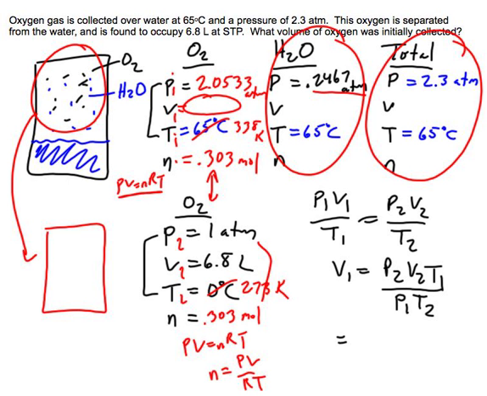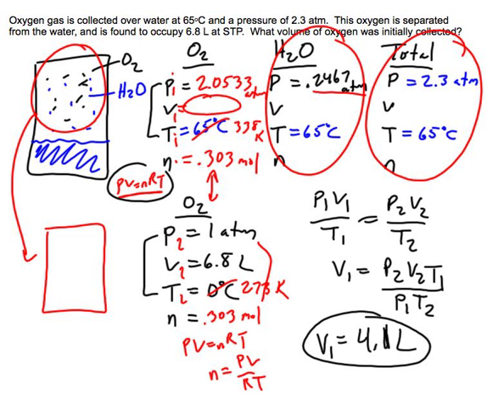Now I'm going to plug in the numbers on my calculator. I trust you can handle this yourselves. 1 times 6.8 times 338, divided by P1, which is 2.0533, divided by 273 Kelvin. I get a volume of 4.1 liters. Incidentally, that's the same answer you'll get if you use PV equals nRT to solve for V here.